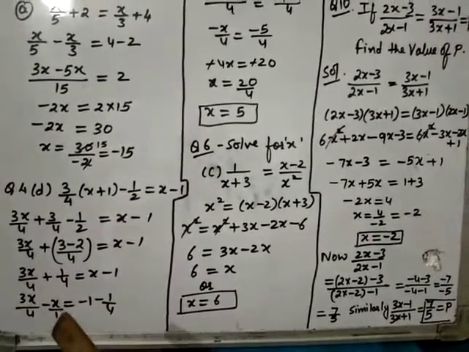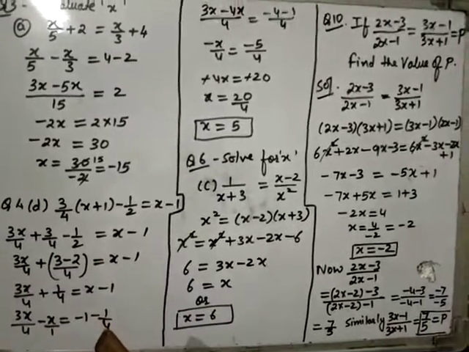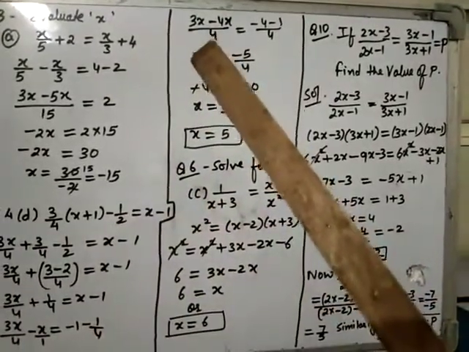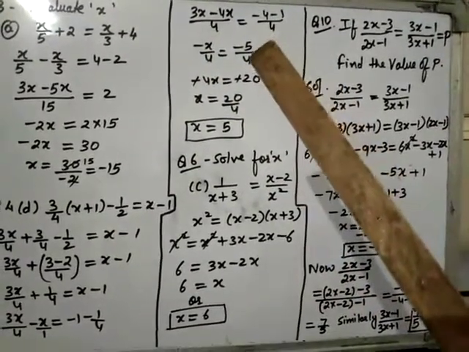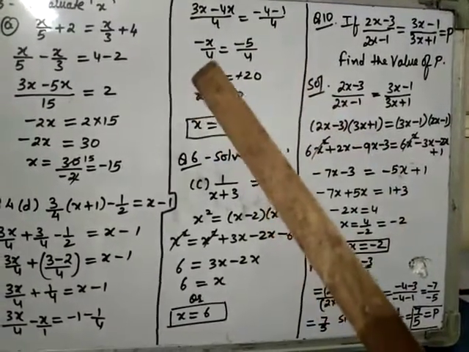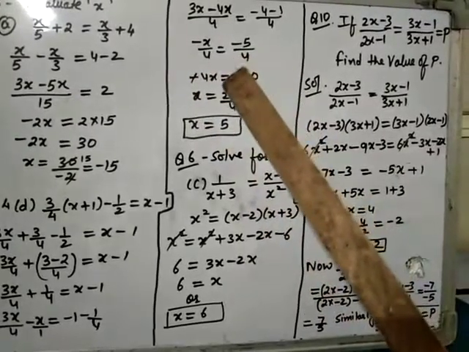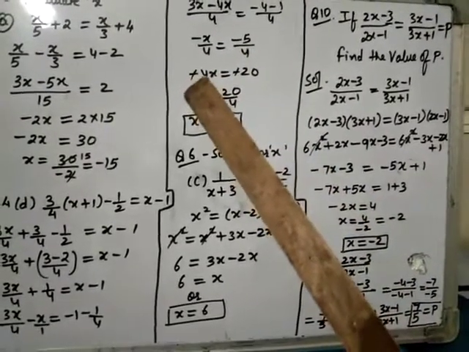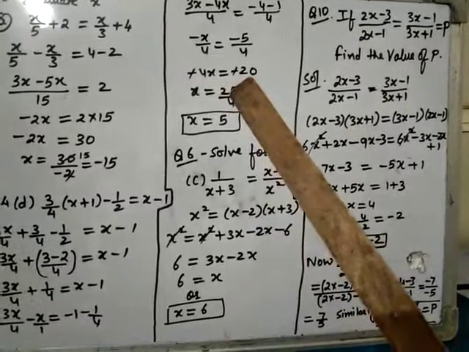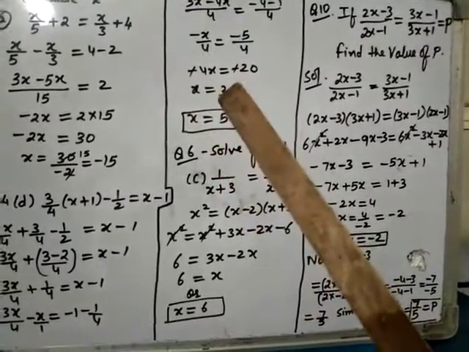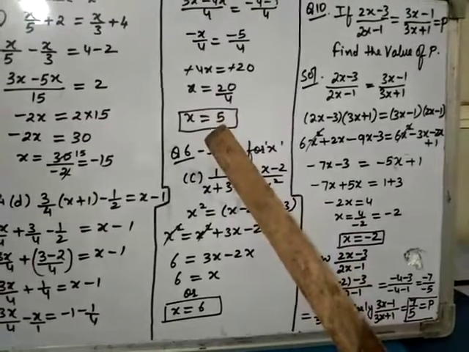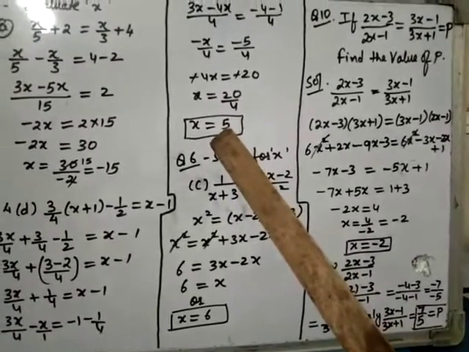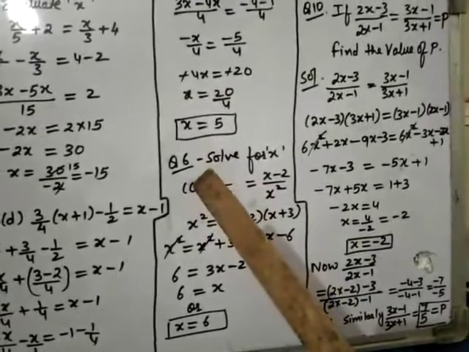Now shift the variable on one side and constant on another side. Take out the LCM. We are getting 3x minus 4x upon 4 equal to minus 4 minus 1 upon 4, which is minus x upon 4 equal to minus 5 upon 4. Cross multiplication, minus 4x equal to minus 20. Minus and minus sign is cancelled. X is equal to 20 divided by 4. So the value of x is 5. Clear students? Now next question, question number 6.